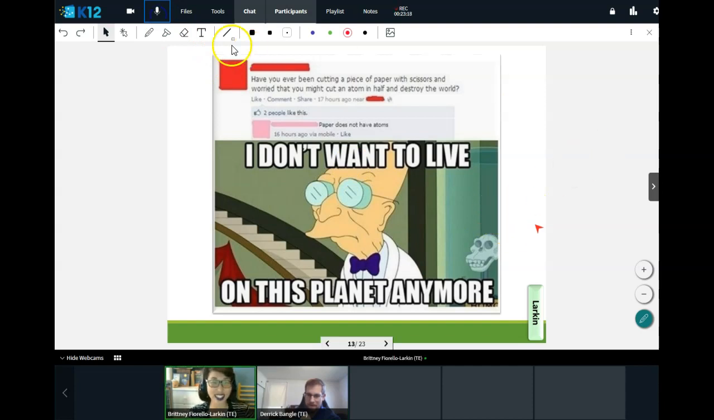All right, so let's take a look at this. So let's analyze this meme. Have you ever been cutting a piece of paper with scissors and worried that you might cut an atom in half and destroy the world? This person responds, paper does not have atoms, and this person says, I don't want to live on this planet anymore. Courtesy of Futurama right here, yes.